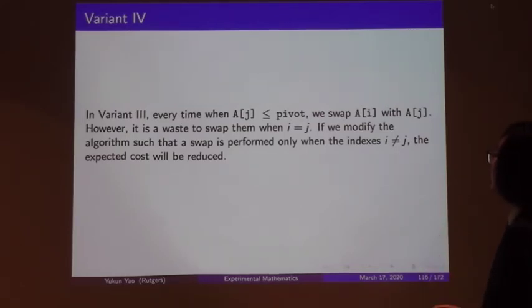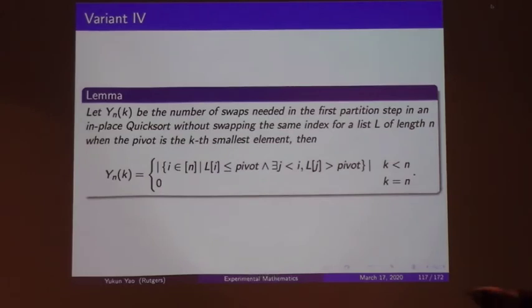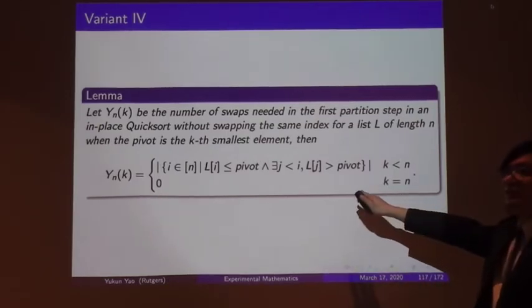So in variant 4, every time the element a of j is no more than the pivot, actually we don't need to swap a i and a j if they have the same index. So we want to modify the algorithm such that a swap is performed only when the indexes are different. Here, y n of k will be the number of swaps in the first partition step in the in-place quicksort without swapping the same index. So when k equals n, actually we don't need any swap.